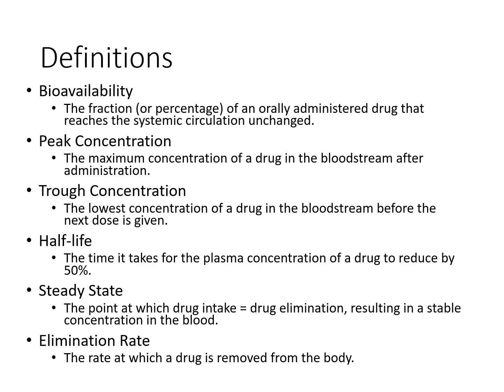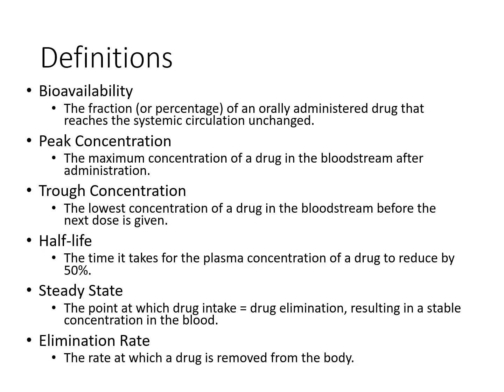bioavailability is 50%. We have peak concentration, also known as Cmax, the maximum concentration of a drug in the bloodstream after administration. Occurs at Tmax, the time to reach peak concentration, and it can reflect the rate and extent of absorption. So the trough concentration, or the Cmin, is the lowest concentration of a drug in the bloodstream before the next dose is given. It's important in monitoring drugs with narrow therapeutic windows, such as vancomycin or digoxin. It can help avoid subtherapeutic levels or even toxicity.